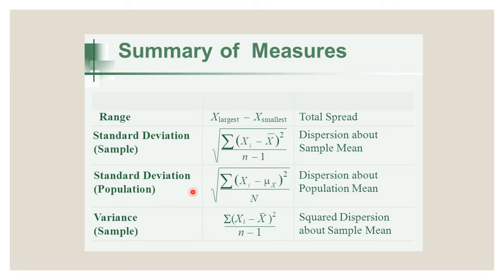Then the standard deviation for the population. Here we are taking the population mean. Then the variance for the sample. Actually, after we take the square root, it's the standard deviation. So without that component, it's the variance.